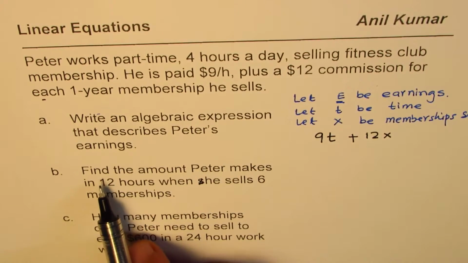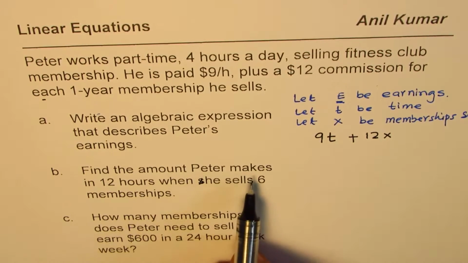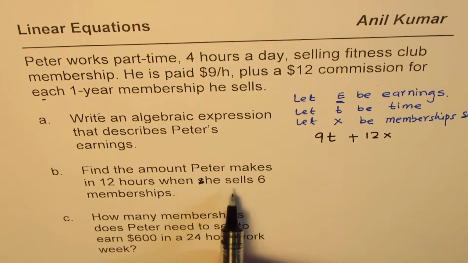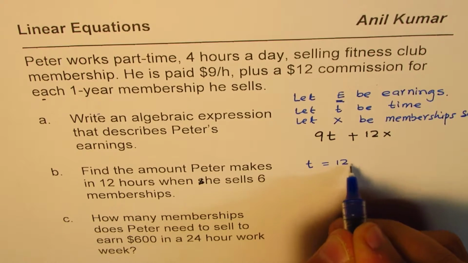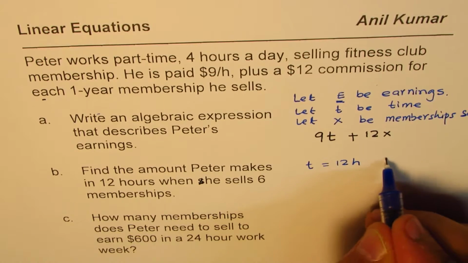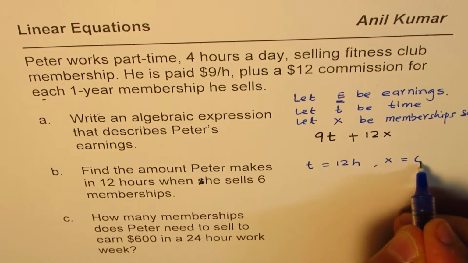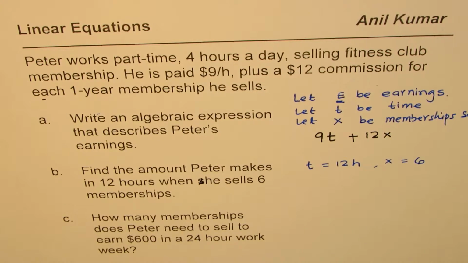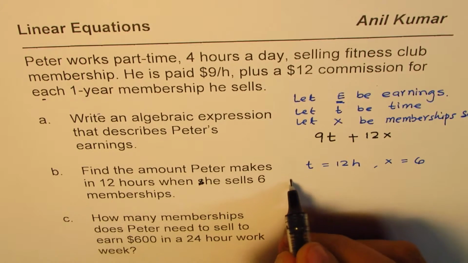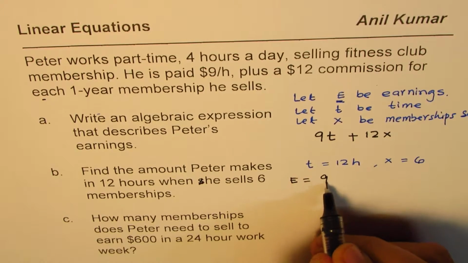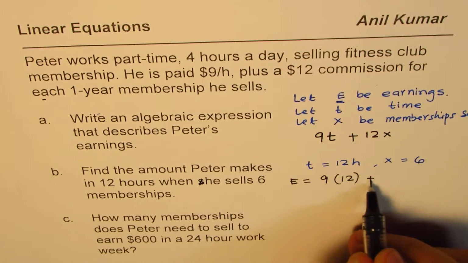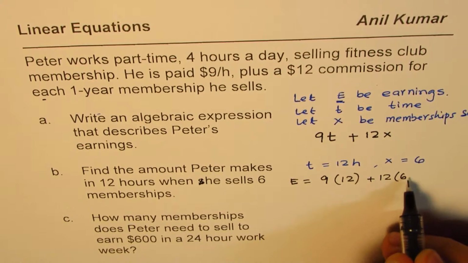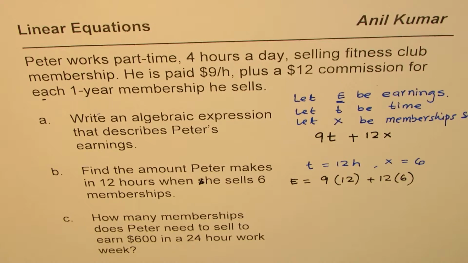Now, part B is, find the amount Peter makes in 12 hours when he sells 6 memberships. So in this case, what are we given? We are given 2 things. First, time is equal to 12 hours. And X, the number of memberships sold, is 6. So if I substitute this here, I can get earnings. So we can write now earnings equals to 9 times 12. Writing in brackets also means multiplication. Plus 12 times 6.